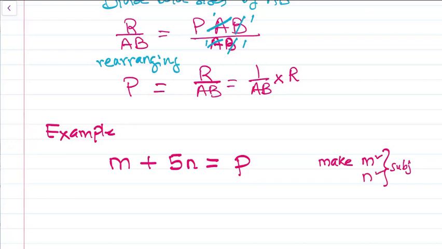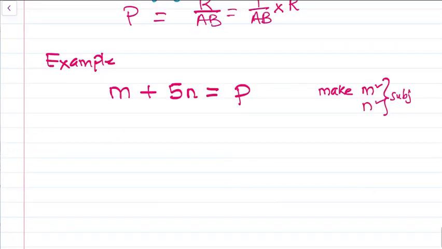How do we approach something of this nature? So let's start with M. For us to make M the subject of the formula, our goal is to make M stand alone on its own. I mean, we have this operation plus in between. We're going to say subtract 5N from both sides. So that way we can have M alone on the left hand side. So subtract 5N from both sides.